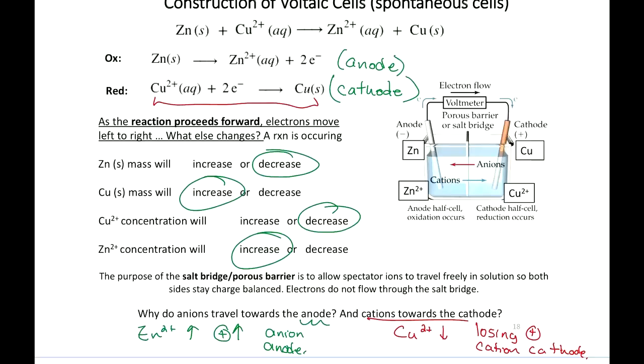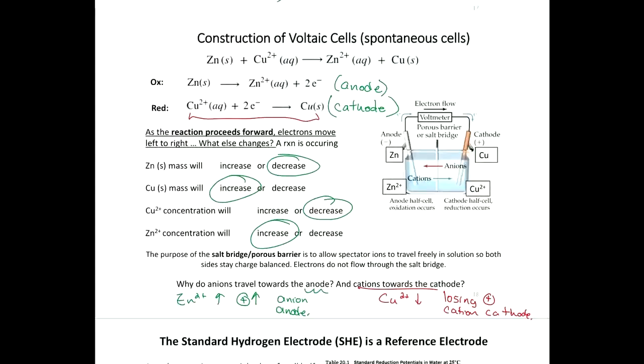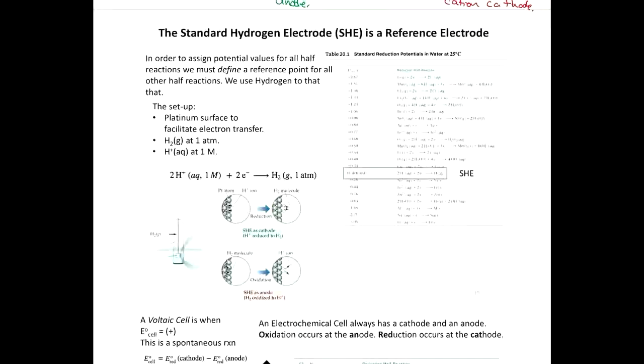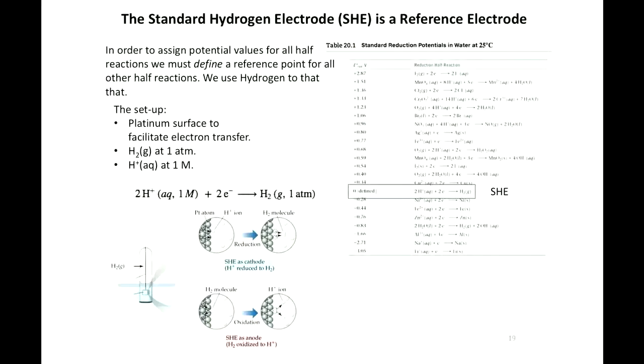All right, so you can think your way through which way the anions and cations travel through that salt bridge, or you can just remember anions travel towards the anode, cations travel towards the cathode via that salt bridge. So the letters can help you memorize that. But you can think your way through it based upon how charge is accumulating. All right, so those are the details of a voltaic cell.